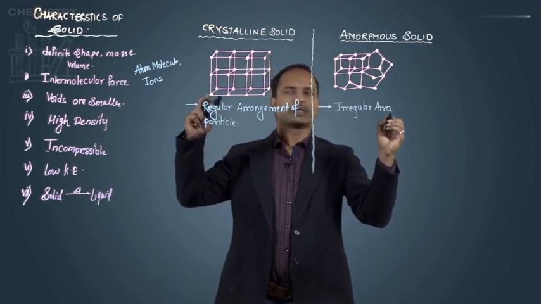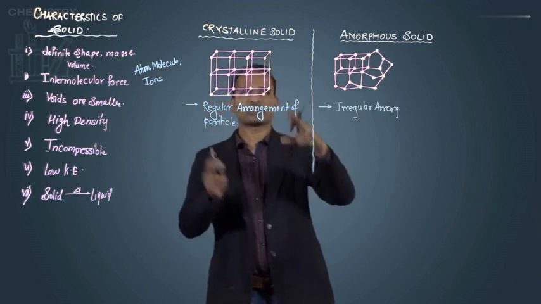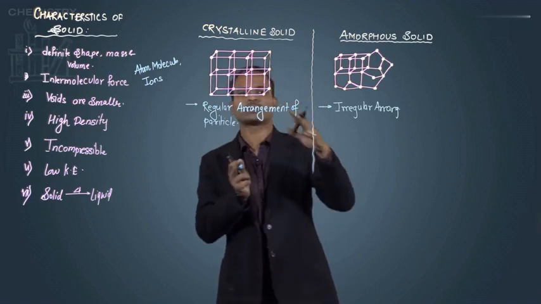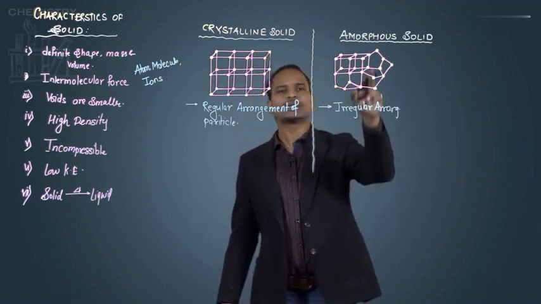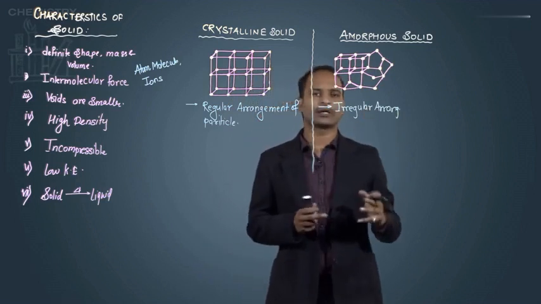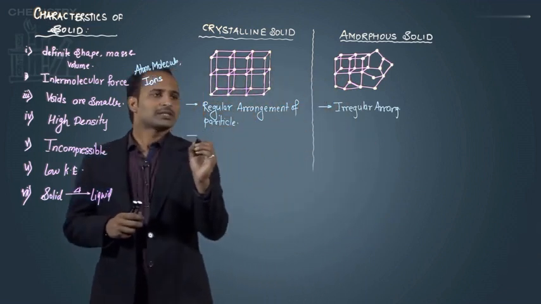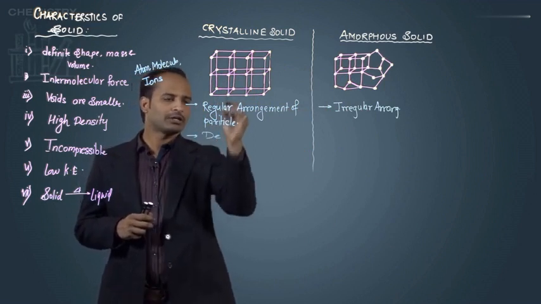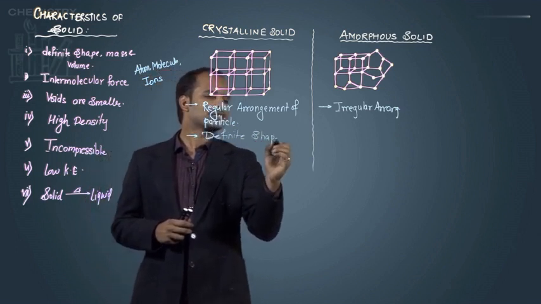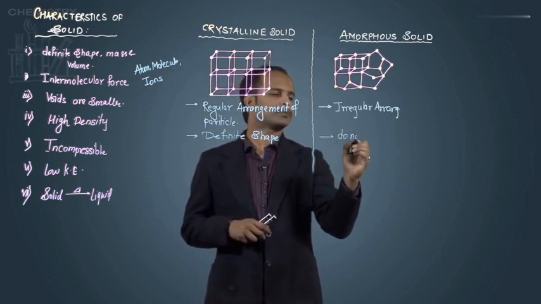No fixed arrangement. In the case of crystalline solid, at least I can explain how the particles are arranged. Like in this case, I can say the particles are arranged in a cubic manner. All the particles are arranged in the same manner. While in the case of amorphous solid, such same type of arrangement is not observed. Somewhere it is cubic, somewhere pentagonal, then triangular. So that arrangement is not fixed. Since all the particles are arranged in a definite order, they have a definite shape. While in case of amorphous solid, since the arrangement is not proper, they do not have a definite shape.